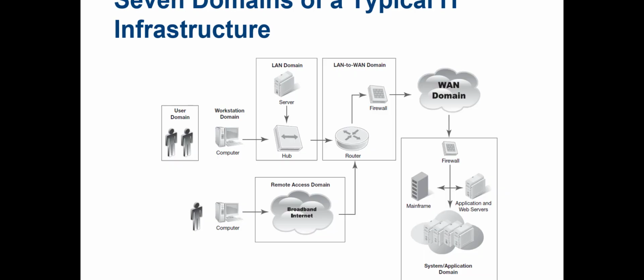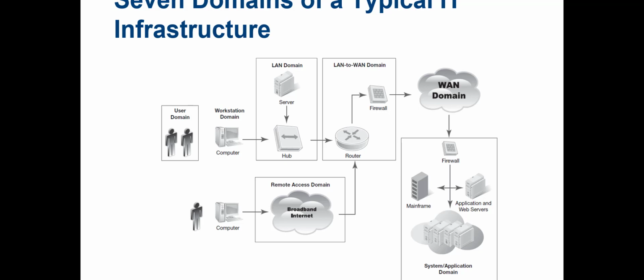So what role do the three tenets of system security play in a typical IT infrastructure? First, let's review what a typical IT infrastructure looks like. Whether it's a small business, large government body, or publicly traded corporation, most IT infrastructures consist of 7 domains, which you see on this slide before you. You have your user, you have your workstation, you have your local area network, you have your local area to wide area network, you have your wide area network, remote access, and system application domains. A typical IT infrastructure usually has these 7 domains.